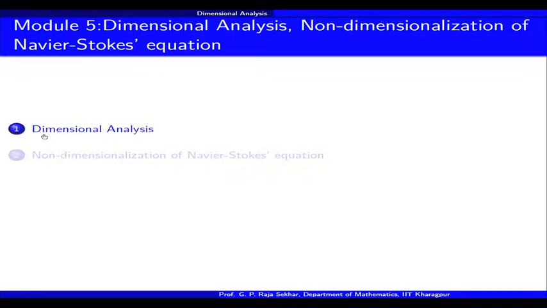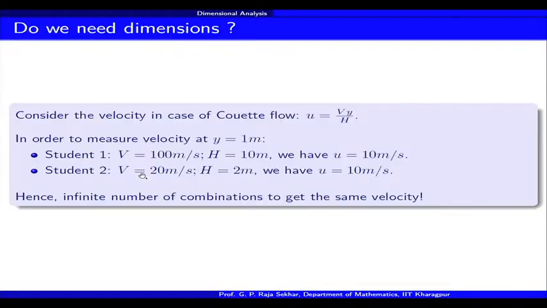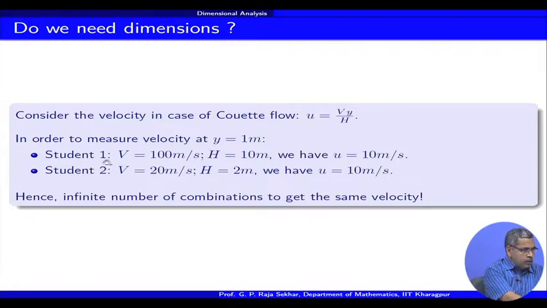So, to start with dimensional analysis, the first question that we are asking is, do we need dimensions? Why are we asking this question? We can address it using the following example. Consider the velocity in the case of Couette flow. As I indicated, velocity depends on the velocity of the upper plate, the distance between the plates and the y coordinate.